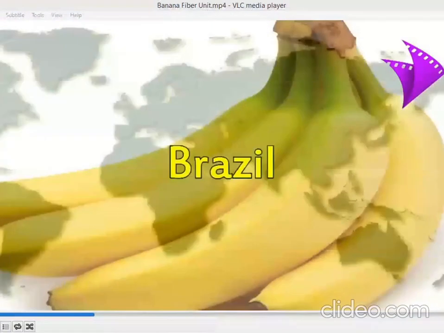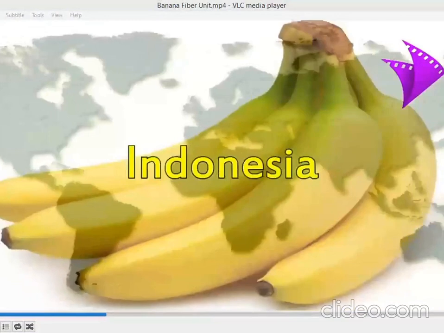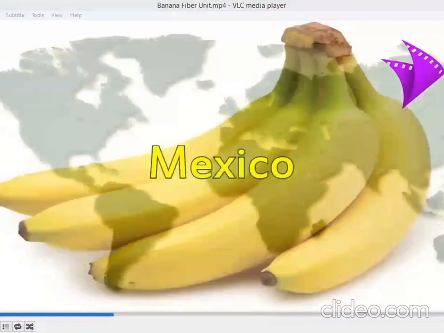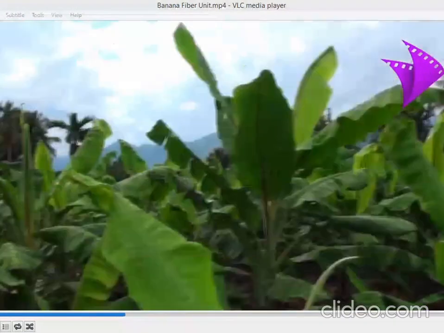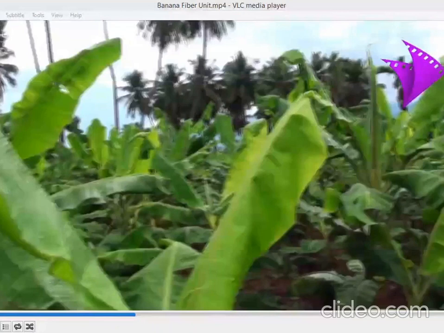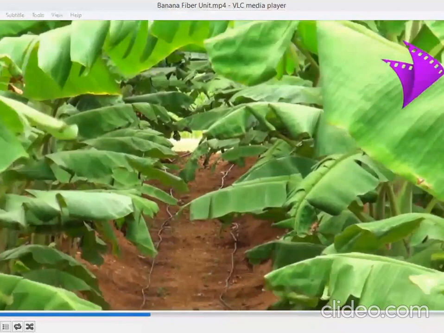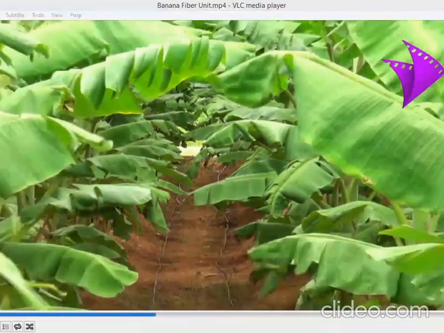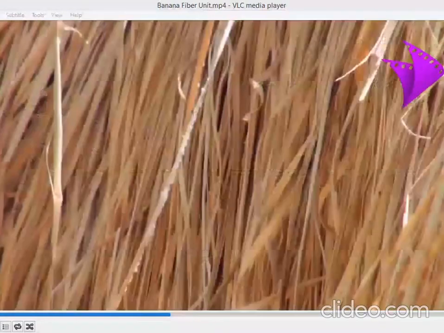Other leading producers are Brazil, Ecuador, China, Philippines, Indonesia, Costa Rica, Mexico, Thailand, and Colombia. In India, banana ranks first in production and third in area among fruit crops. It accounts for 13% of the total area and 33% of the production of fruits. Production is highest in Maharashtra, followed by Tamil Nadu.